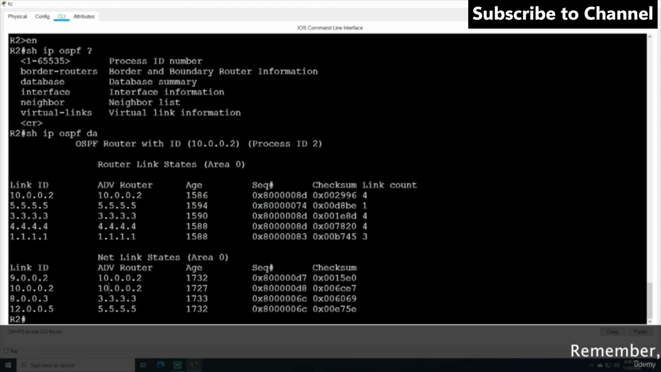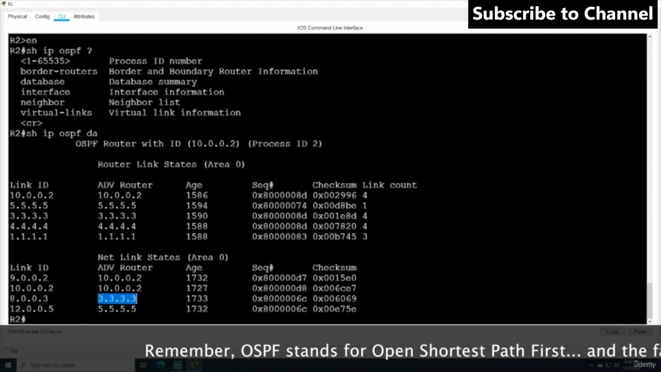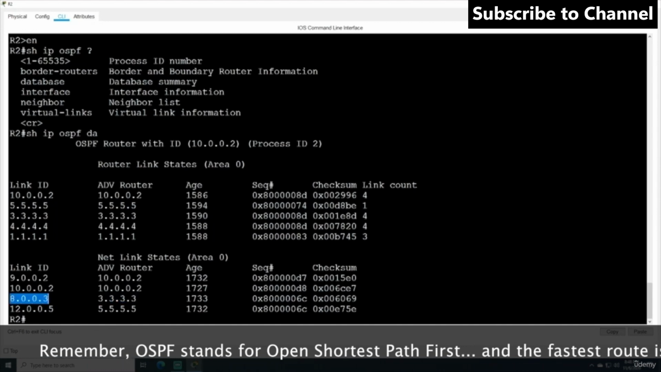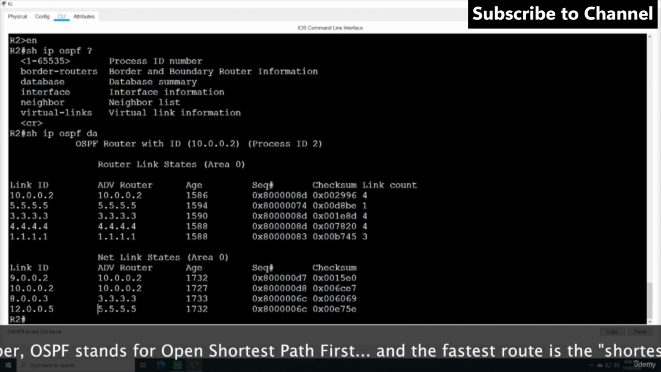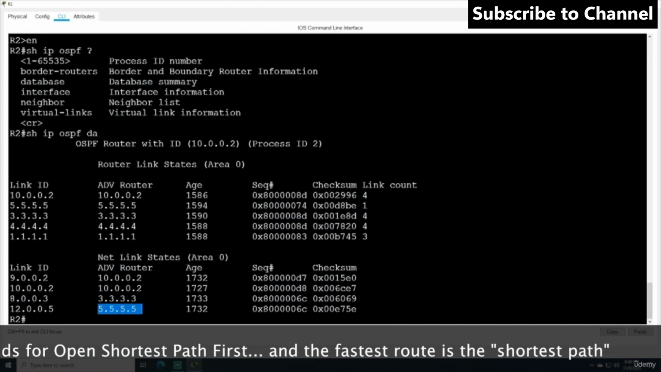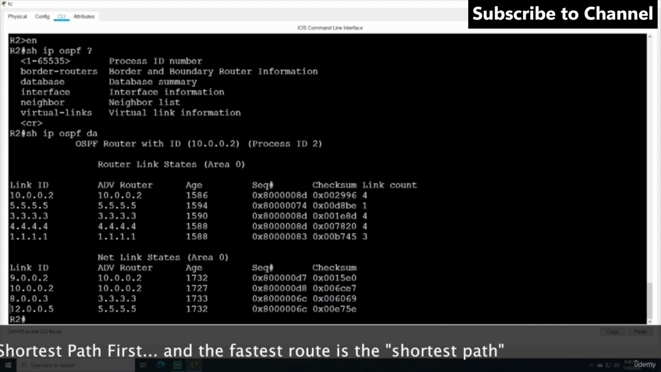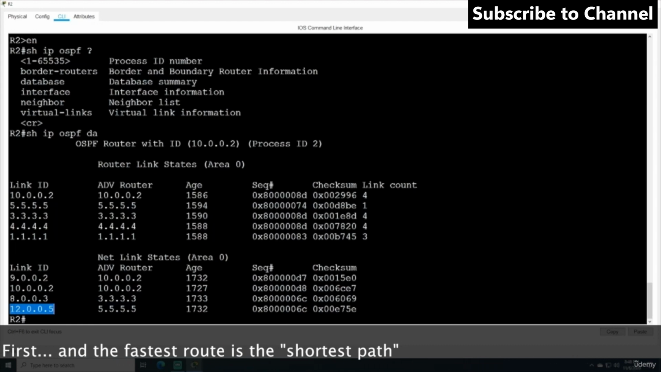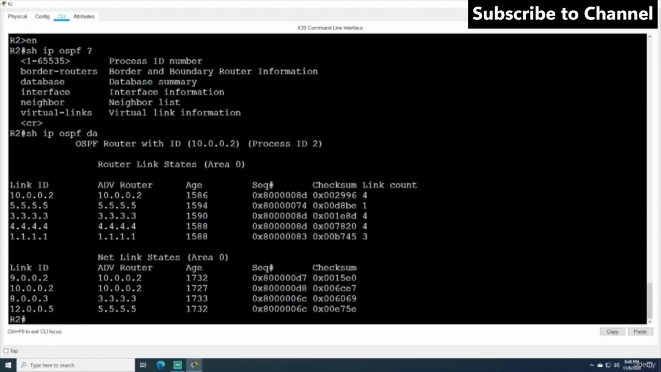So we can see here that router 2 is advertising to both the 9,000 and 10,000 networks. Router 3 is advertising to the 8,000 network, which is connected to router 1. And router 5 is advertising on the 12,000 network, which is connected to router 4. And we know that router 4 is connected to both the 10,000 and 11,000 networks. And again, we don't see 11,000 here, and we don't see 7,000 here.